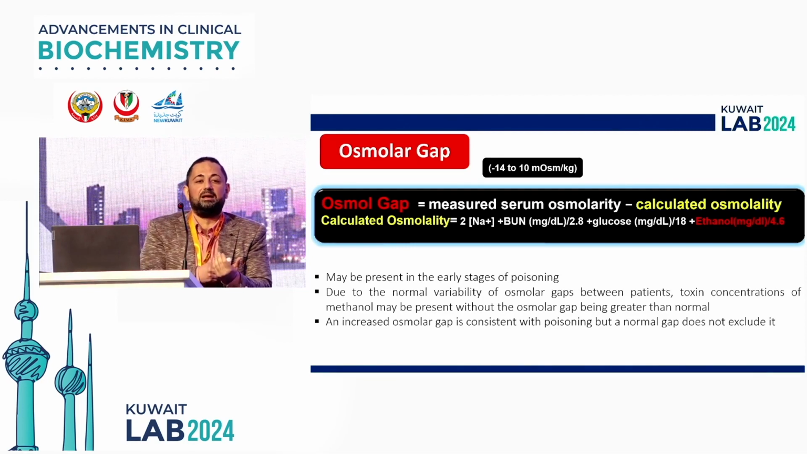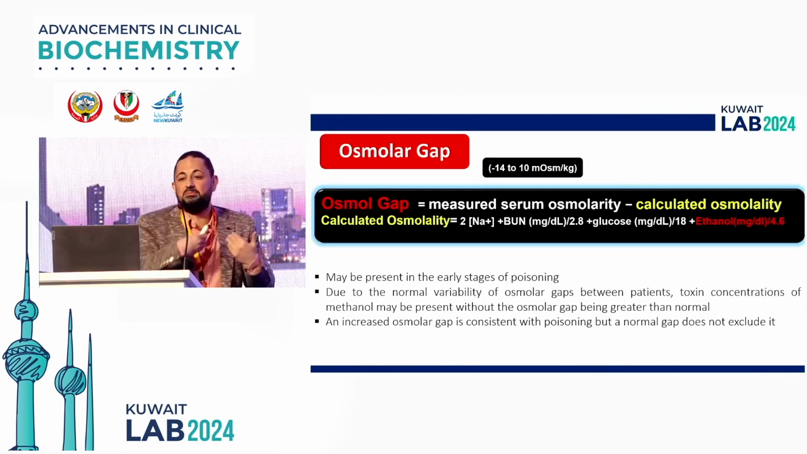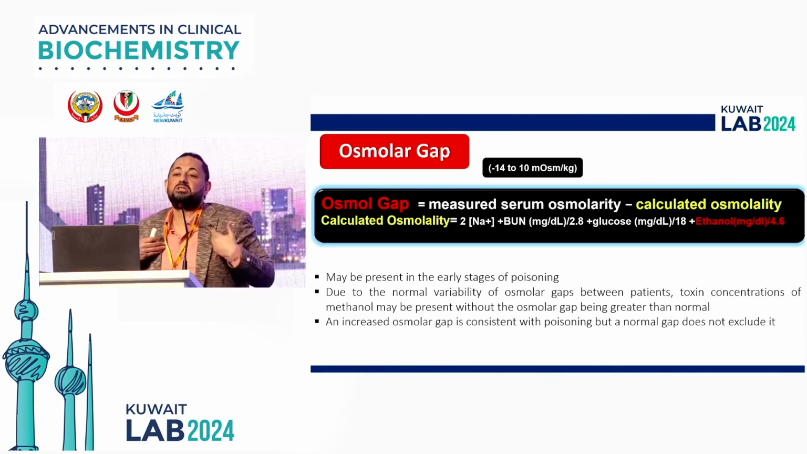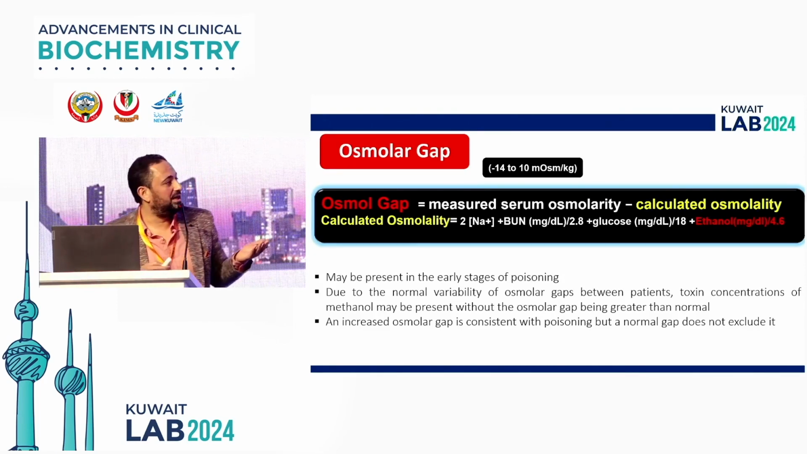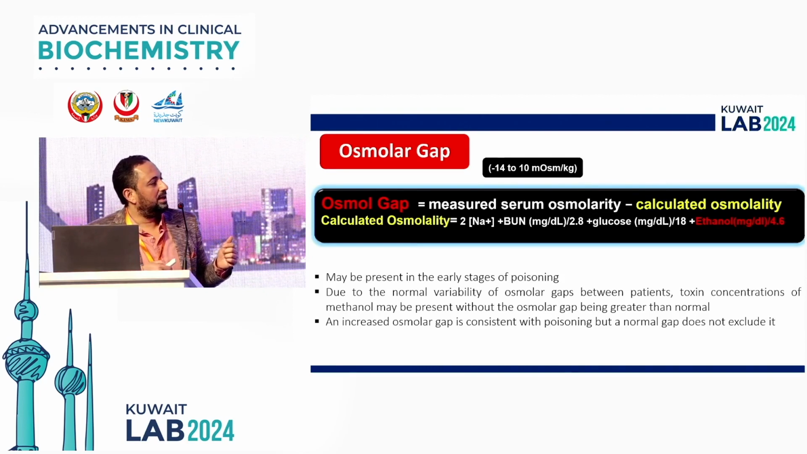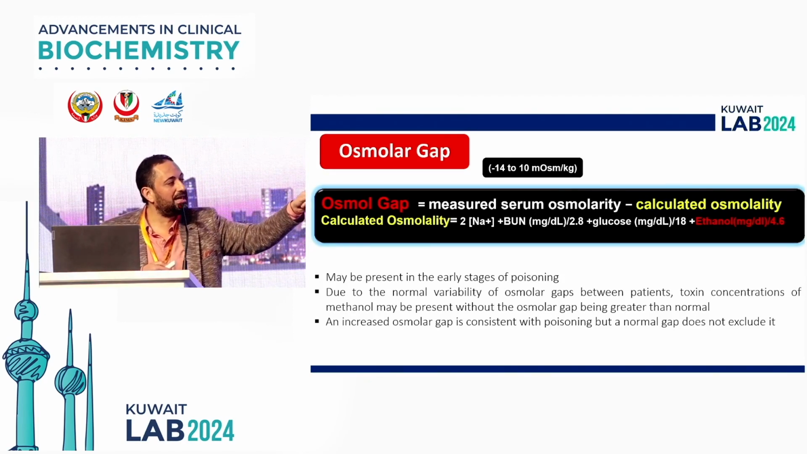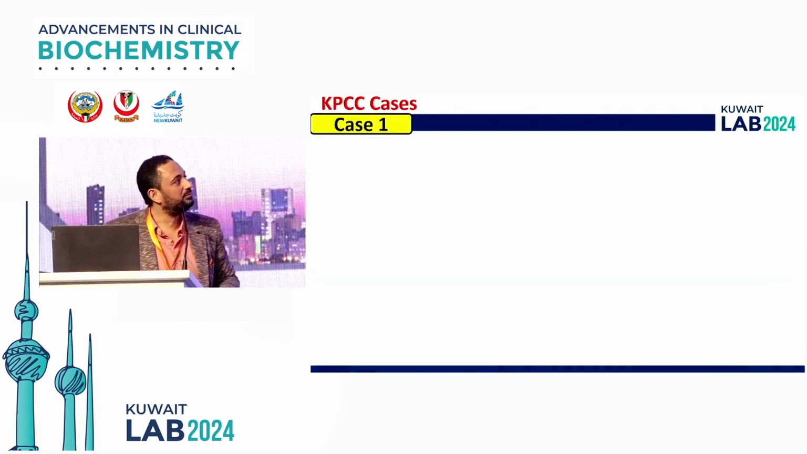I tested and I became 5, so there is a 10 increase in my osmolar gap. It seems to you that it's normal, but it's not normal. An increased osmolar gap is consistent with poisoning, but a normal gap does not exclude it.